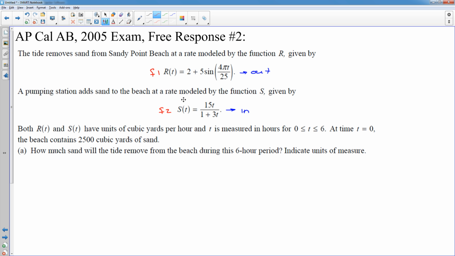Cubic yards per hour, t is measured in hours. Always pay attention to units. The next piece of information is important. At time t equals 0, the beach contains 2,500 cubic yards of sand. There is your initial condition.